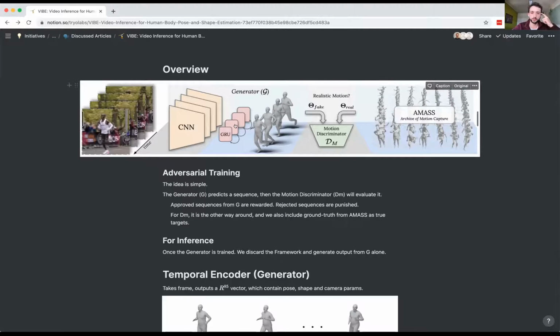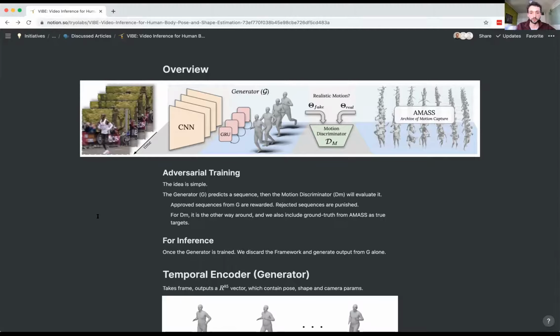If the generator outputs a sequence and the discriminator finds it as fake, we'll be able to punish the generator in a way, and also reward the discriminator because it found it correctly. But to train the discriminator, that's where the AMASS dataset comes in, and we'll use it as ground truth to train the discriminator in finding good and bad sequences.